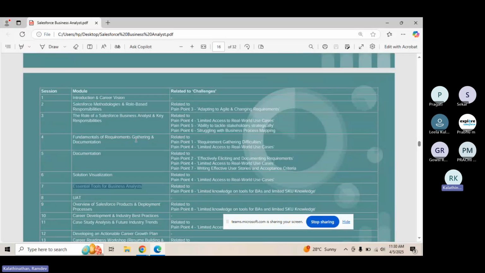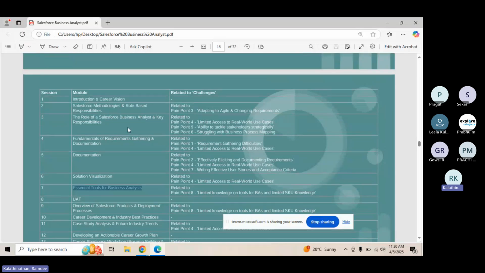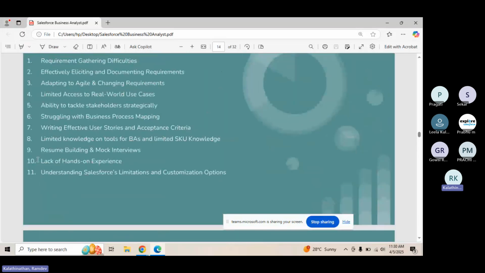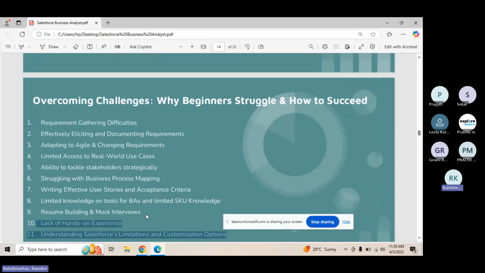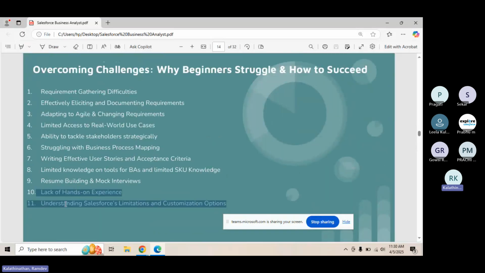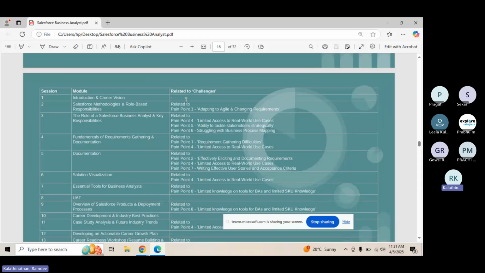So wherever I was able to relate to the pain point, I've related. And if you see the last 2 points, lack of hands-on experience and understanding Salesforce limitation and customization options, I understand this is a gap, but in the current training I'm only trying to address the first 9 gaps. I'm being very honest and transparent with you on that, because 10 and 11 we will not be able to cover in the next couple of training sessions that we planned. We'll see later. But this 1 to 9 is more important for a BA, and for all of this, we have mapped it to the training modules.